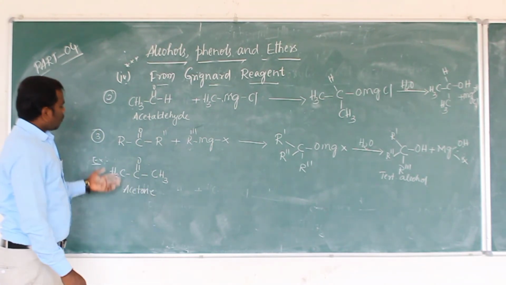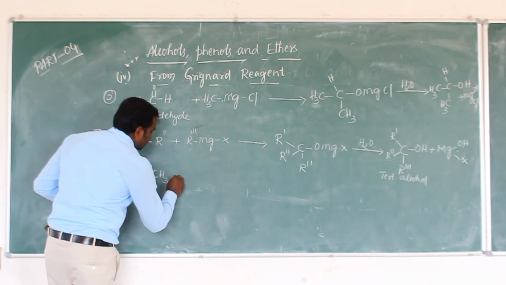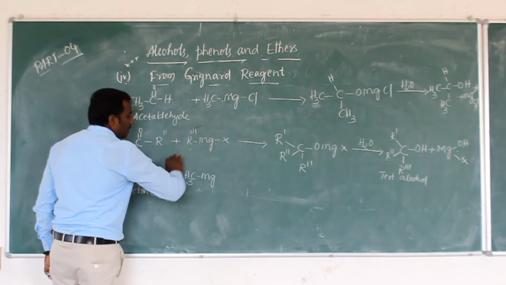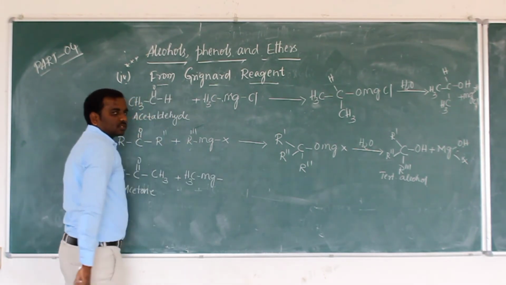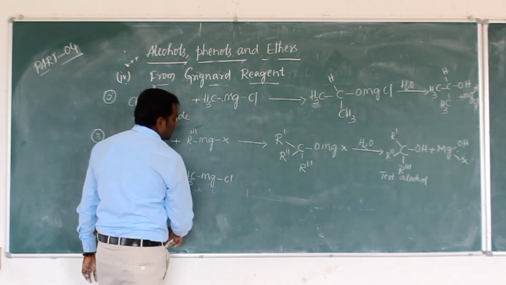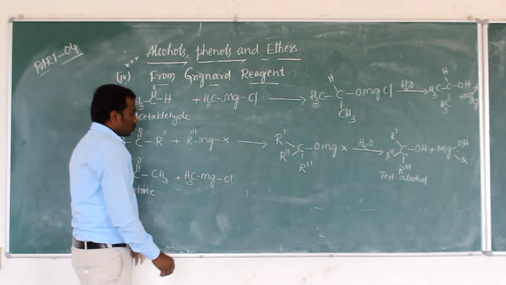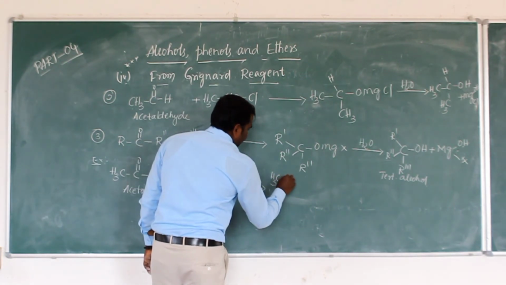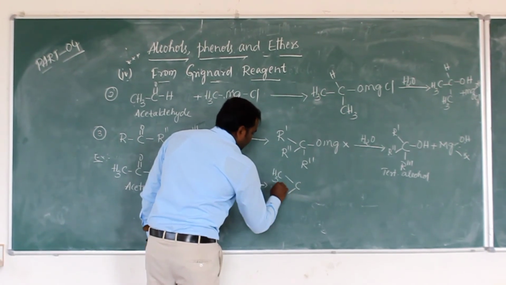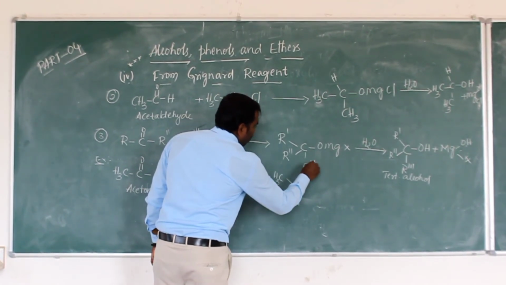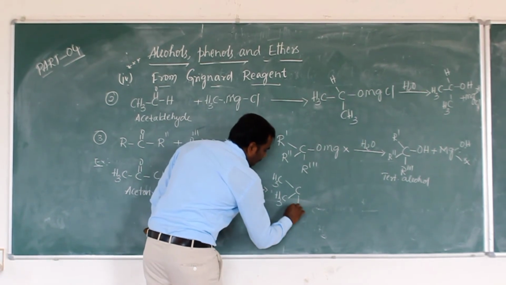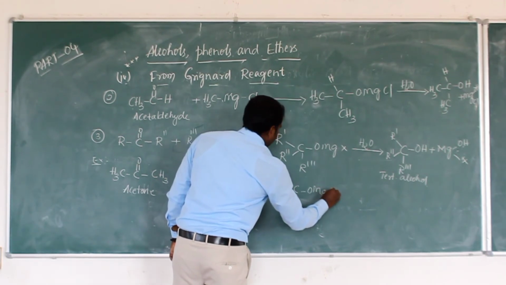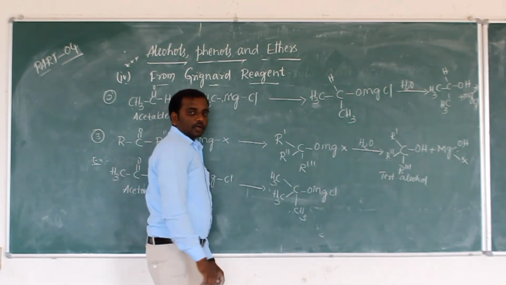Acetone reacts with methyl magnesium, Mg means magnesium, where X is replaced by Cl, to form CH3, again CH3, and this R triple dash is replaced by CH3, OMgX, where X is Cl, right?